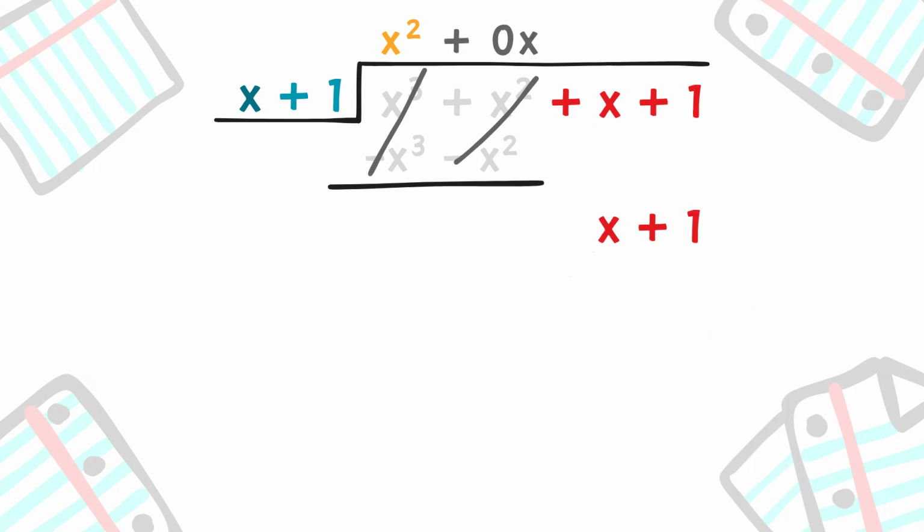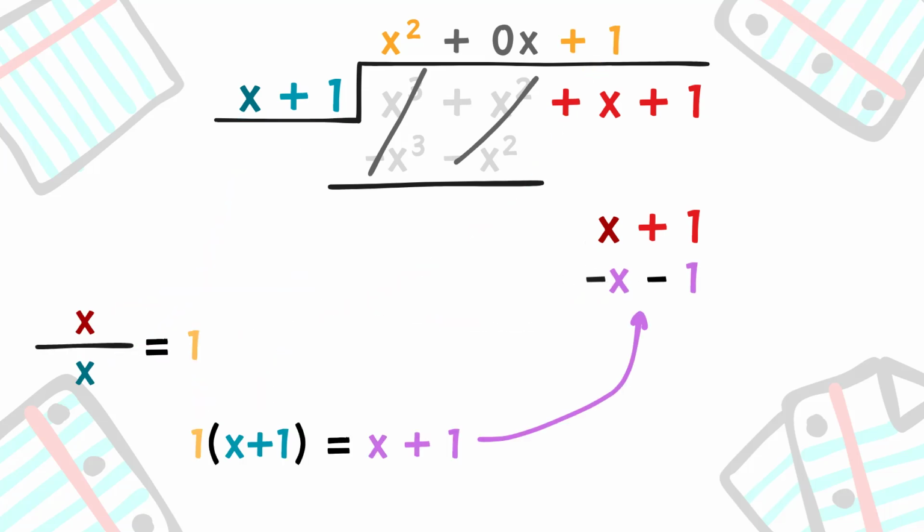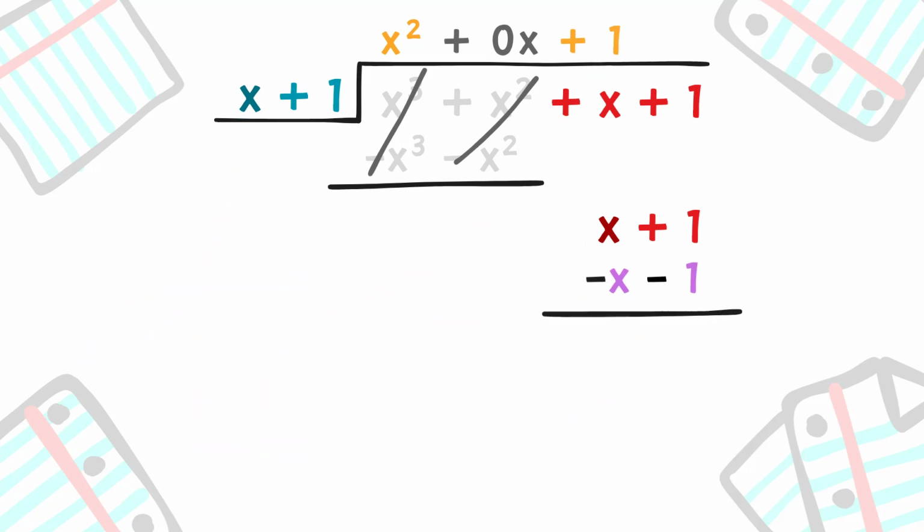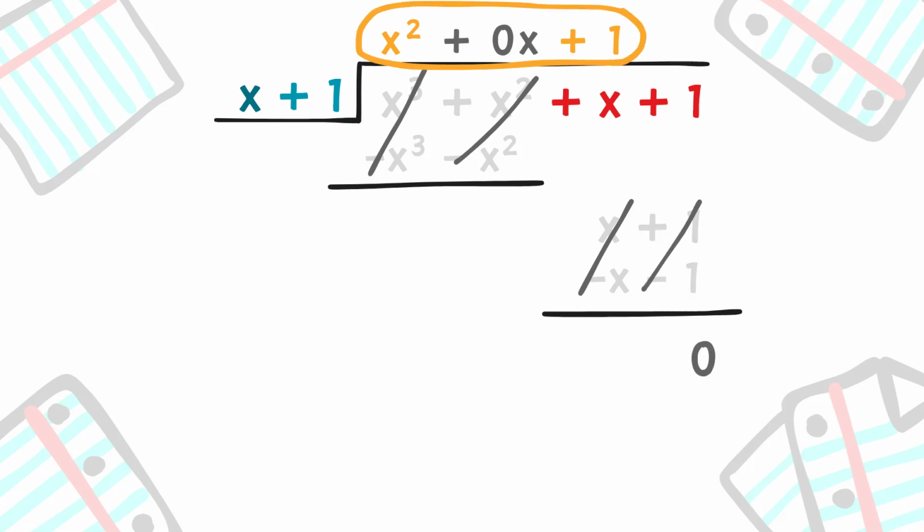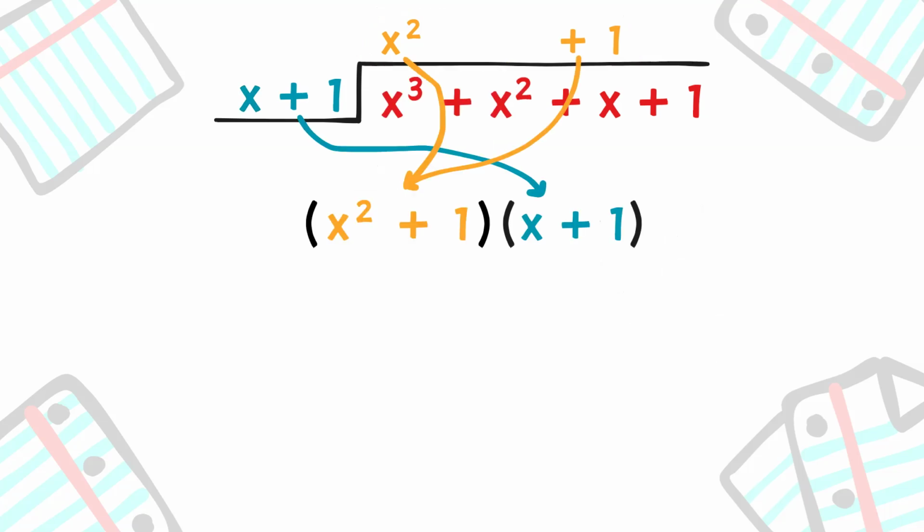So now, how many times does x go into x? 1 time. So let's subtract x plus 1 from x plus 1. And as you can see, that equals 0. Look at that. We already have our answer: x squared plus 1. Let's check our work by multiplying this by our divisor.